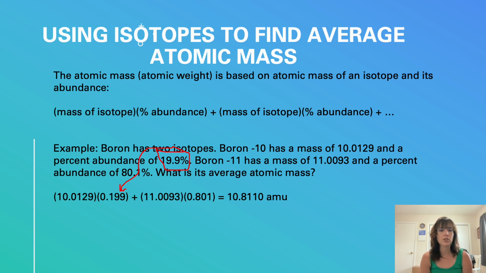Now let's look at this answer of 10.8110. Does it make sense? Boron 10 occurs about 20% of the time. Boron 11 occurs 80% of the time. Doesn't it make sense that the average mass should be closer to 11 than 10?